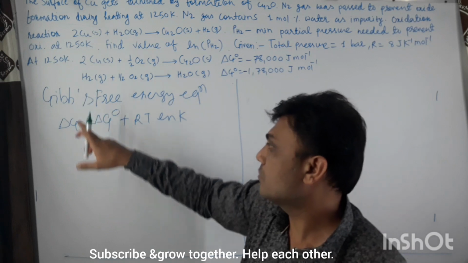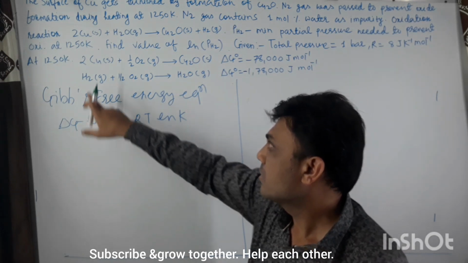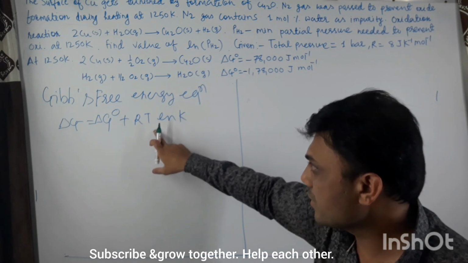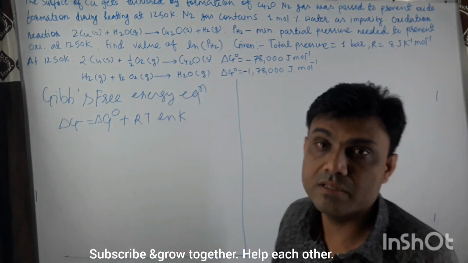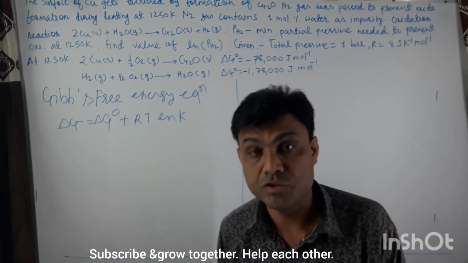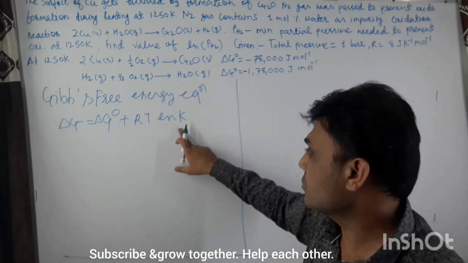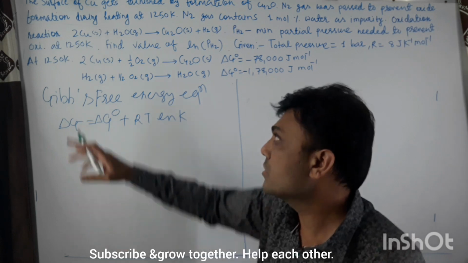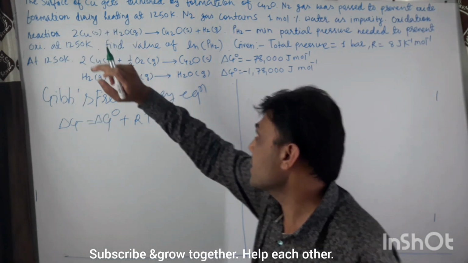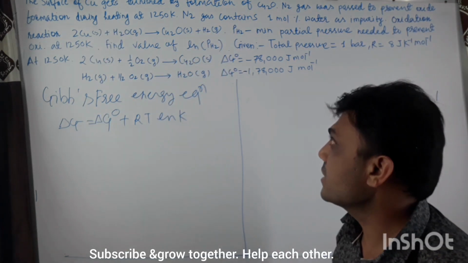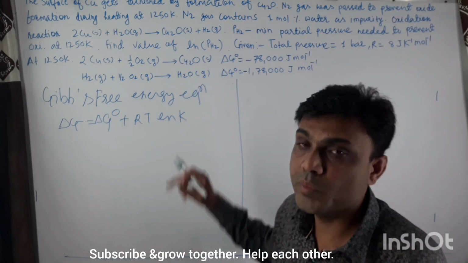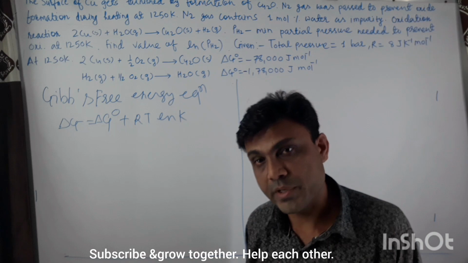To find the delta G0, these two equations are given. R is given, T is given, and here ln K, where K is the equilibrium constant. And this equilibrium constant is in terms of pressure, because here the reactant is a gas, the product is gas, and gas exerts pressure. That means this K should be in terms of pressure.